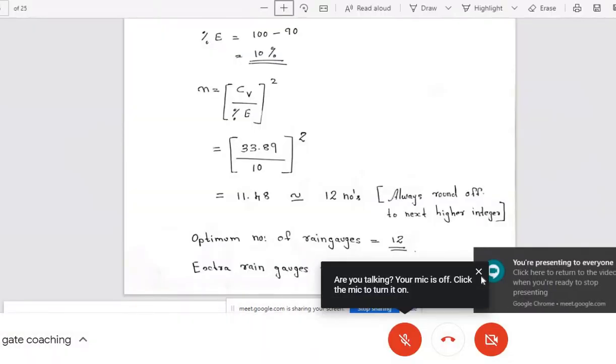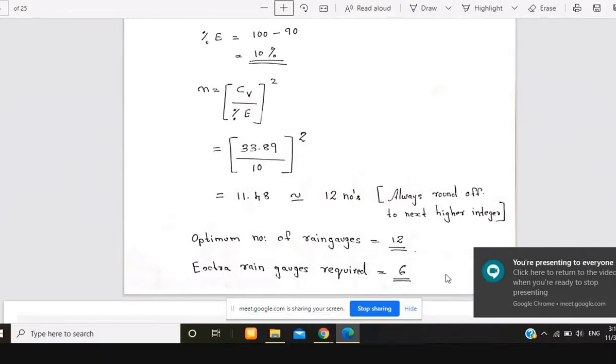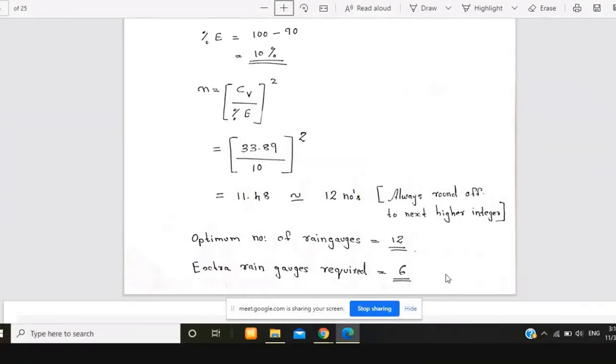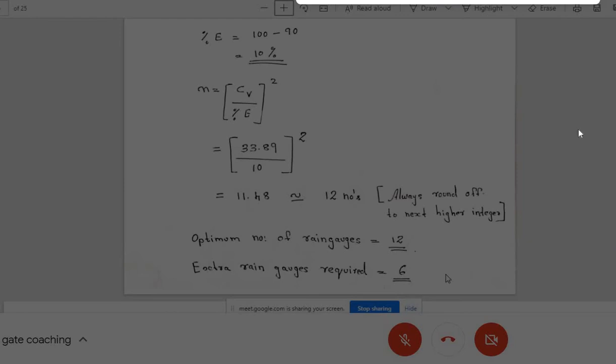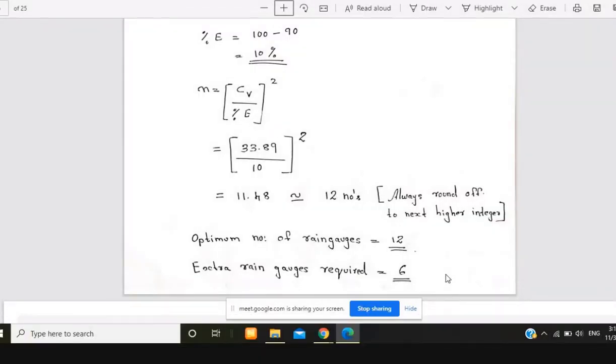So the same question itself, they may ask that if already in the catchment area you are given 14 number of rain gauges and the same question is repeated, and if you are asked what is the extra number of rain gauges you should add in that area to obtain a 90 percentage level of accuracy, and you are given the options +2, -2, 0 and none of the above, then what will be your answer?